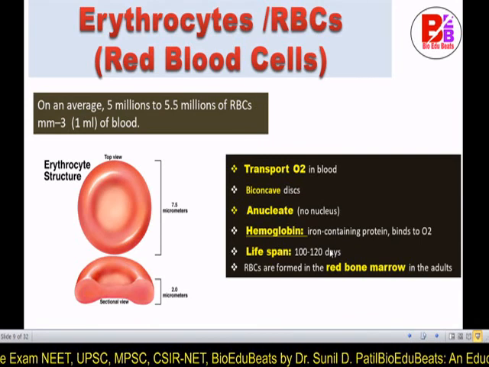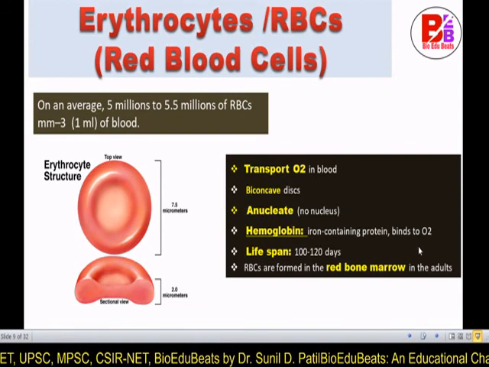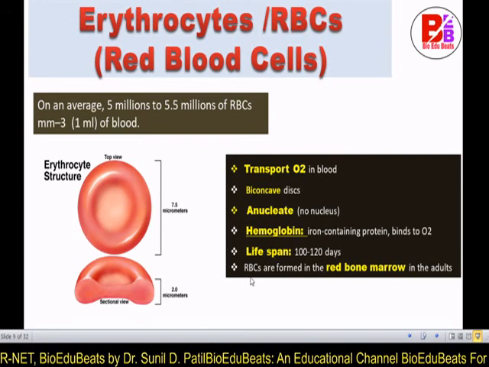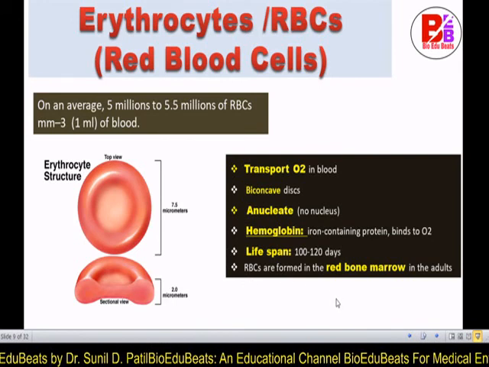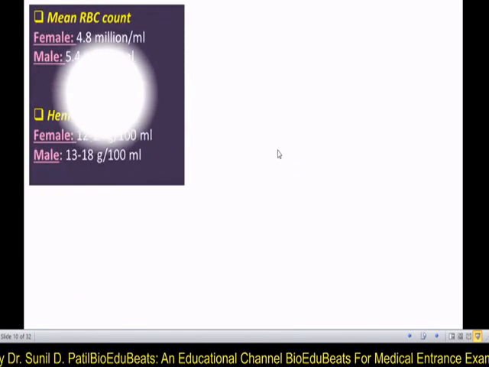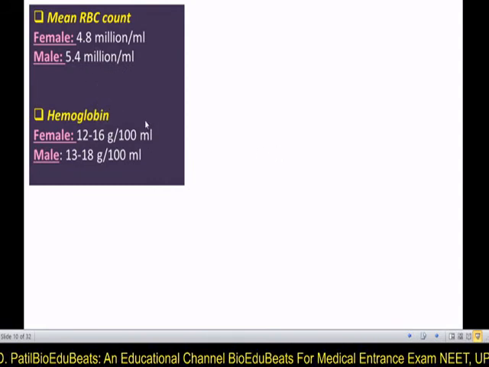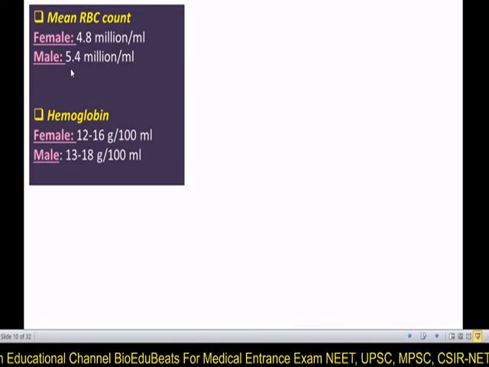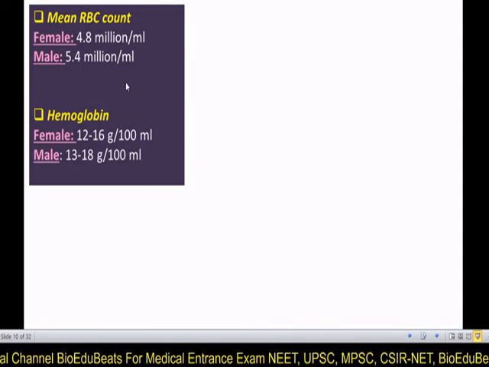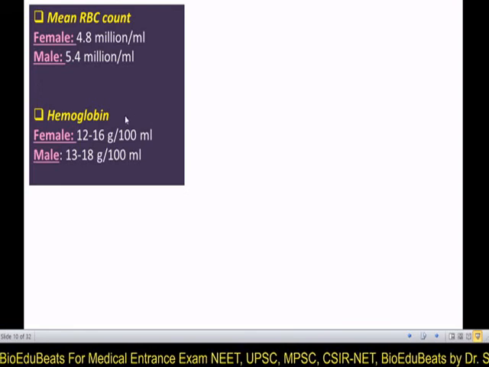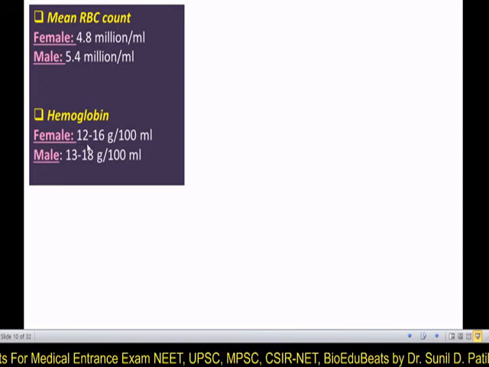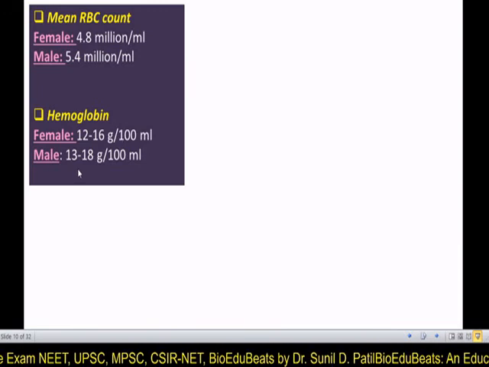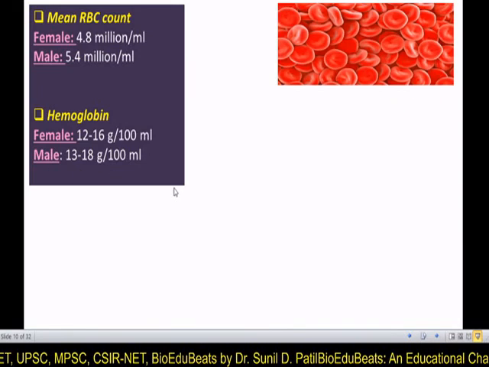Hemoglobin, an iron containing protein, binds to oxygen. Lifespan is 100 to 120 days. RBCs are formed in the red bone marrow, and the process is called erythropoiesis. Mean RBC count in female is 4.8 million per ml, in male 5.4 million per ml of blood. The hemoglobin normal range in female is 12 to 16 grams per 100 ml, while in male the normal count is 13 to 18 grams per 100 ml of blood.